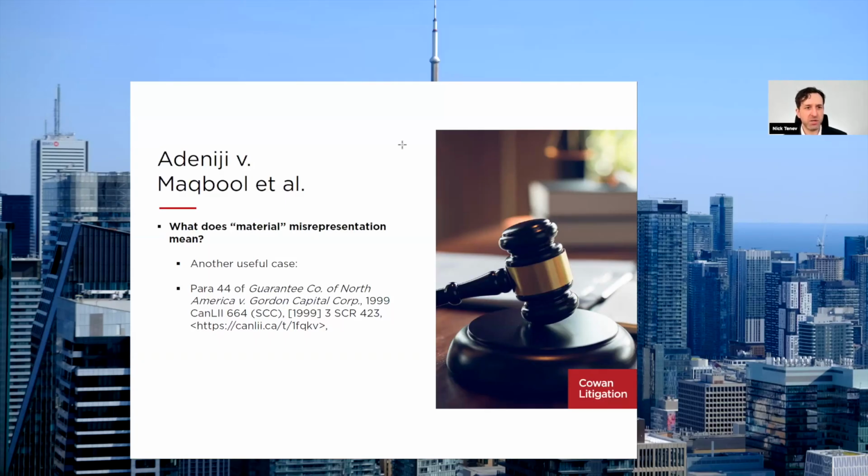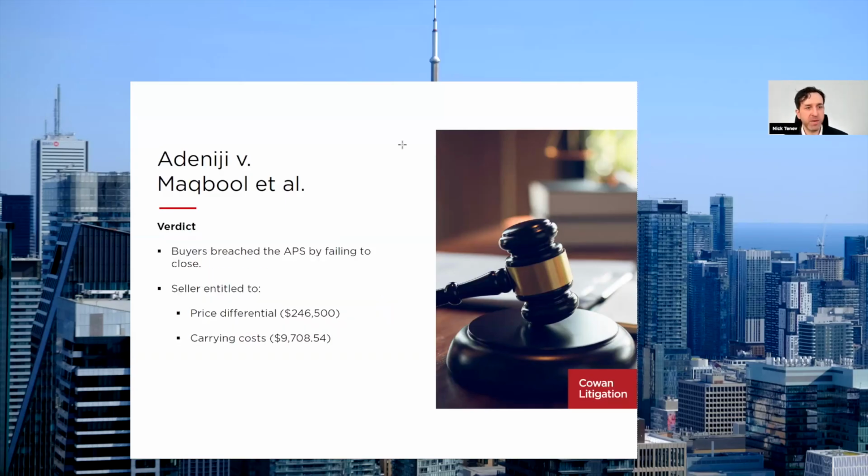There's also this other Supreme Court of Canada case that you can look at where they describe it in further detail. But essentially in this case, the court ruled that the buyers breached the APS by failing to close, and the sellers were entitled to the price difference between 1.1 million and what they sold the property at in the future to a different buyer, which was around 246,000 plus carrying costs. So that would be probably like mortgage, utilities, things like that.